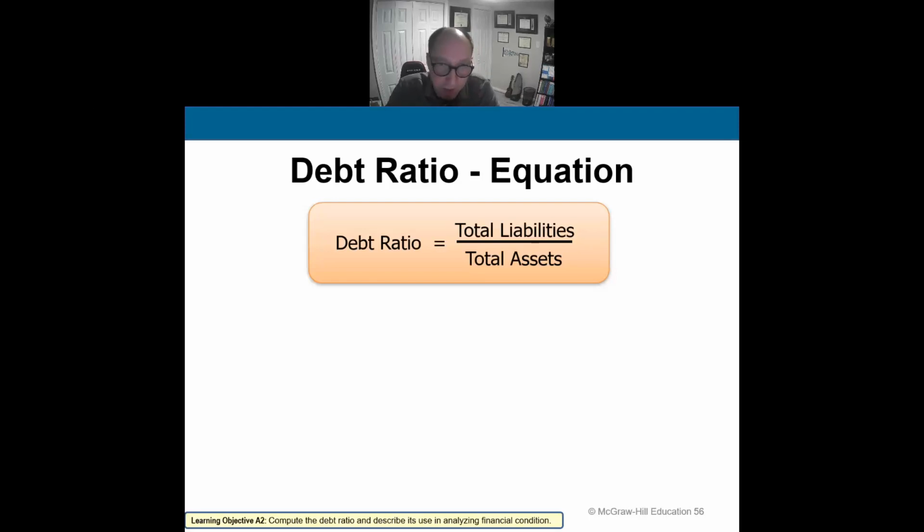This one's called a debt ratio. The reason why a business wants to know the debt ratio is because they need to make sure that they have the ability to pay all of their debts, right? I want to make sure I can pay all my debts. How do I do that? I take my total liabilities and I divide that by total assets.